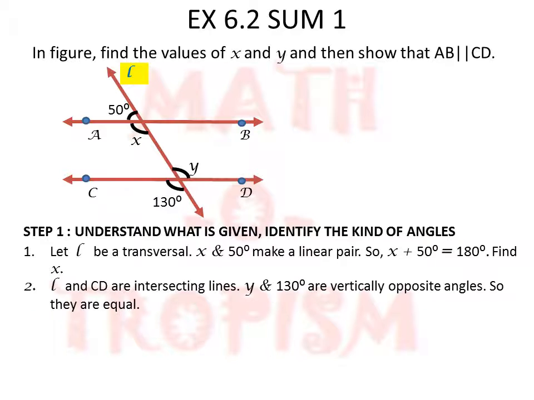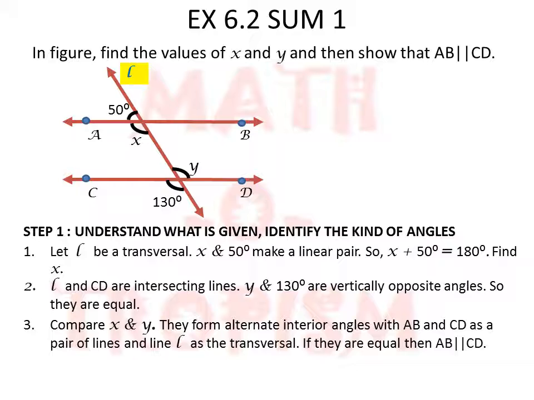Similarly, we can see that L and CD are intersecting lines. So y and 130 degree are vertically opposite angles. So y will be equal to 130. Now they have asked us to find the values of x and y and then show that AB is parallel to CD. So with respect to x and y, we need to show that AB and CD are parallel.